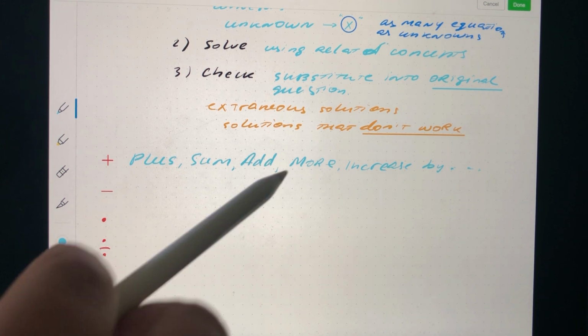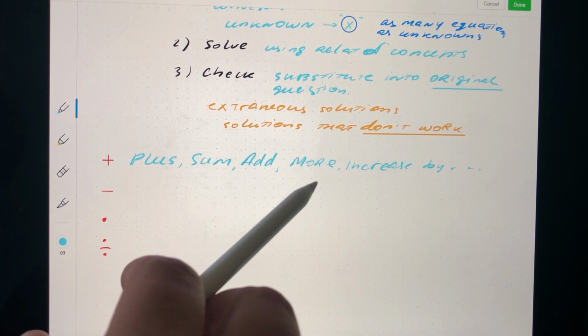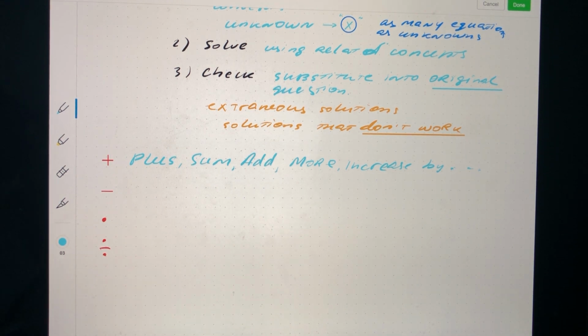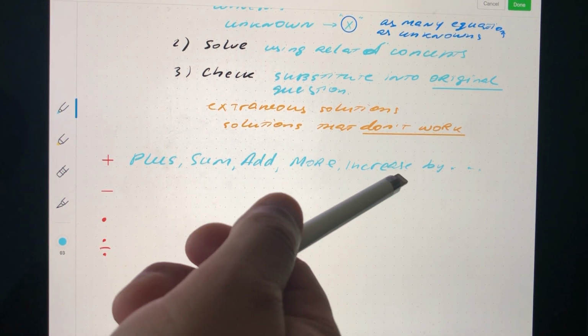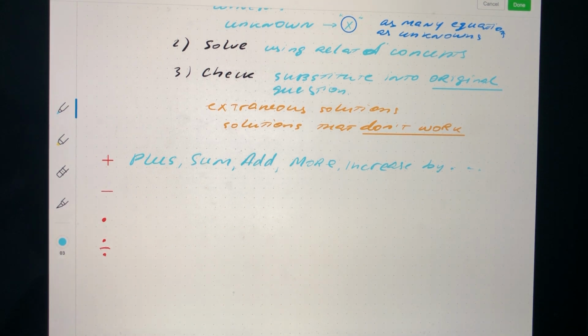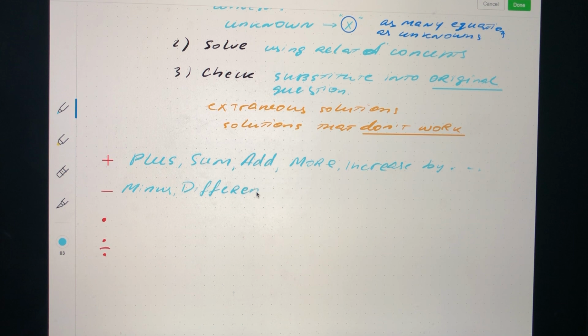So if somebody says you have $10 more, that means plus 10. Or if your vacation has been increased by 2 days, it means you got an extra 2 days, and so on. Now for the other one, we have minus, we have difference, we have subtract, we have less, decrease, and so on.